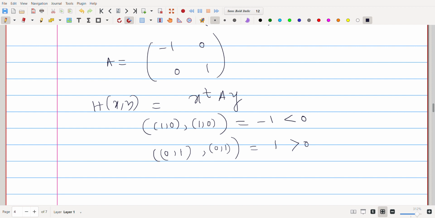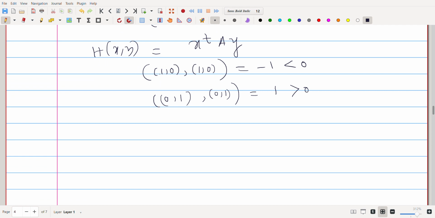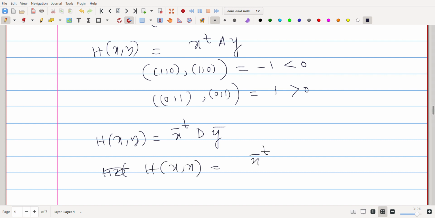Now how do I prove in general that there exists such a vector? So in particular, after diagonalization, you can think of it as x bar transpose D y bar. So H of x comma x is given by x bar transpose D x bar. Say it is x1 bar, x2 bar, times lambda 1 0 0 lambda 2, times x1 bar, x2 bar.